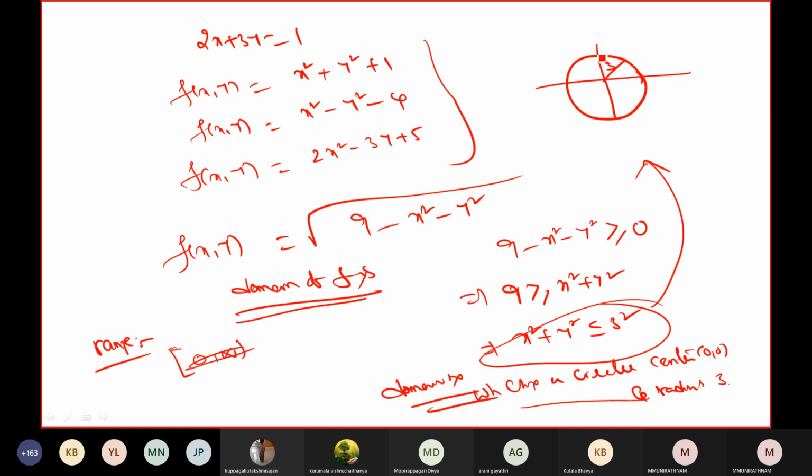We take only up to 3, okay? Up to where will the maximum be? If it is increasing beyond 3, then it will be negative, and then that cannot be real.